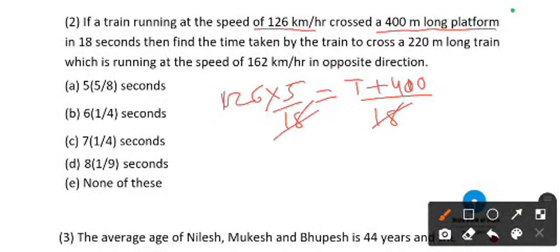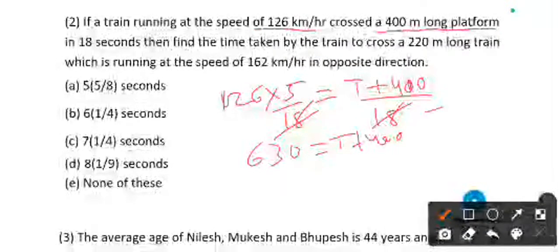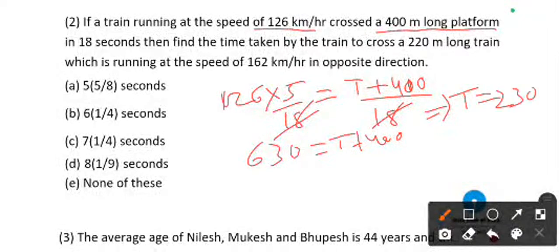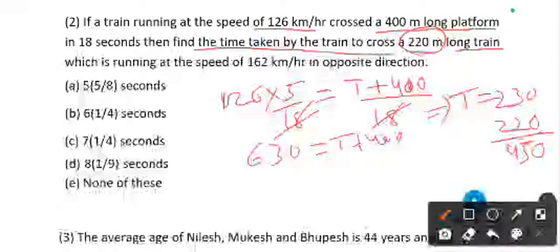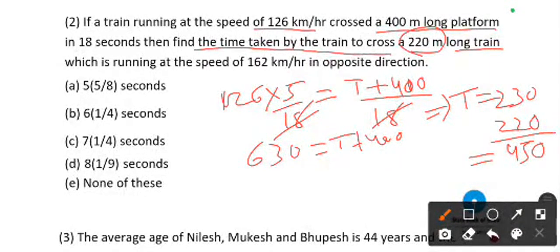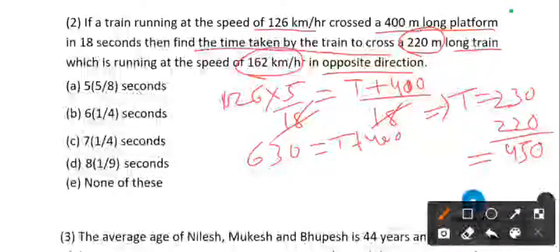So 18 and 18 cancel. 126 times 5 by 18 is 35, so 35 times 18 is 630. 630 equals to t plus 400. So length of the train we got is 230. Now it says find the time taken by the train to cross another train. The sum of these two lengths will be 450, the length of both trains, and the trains are running in opposite directions, speed of the other train is 162. So in opposite direction the speeds will be summed.